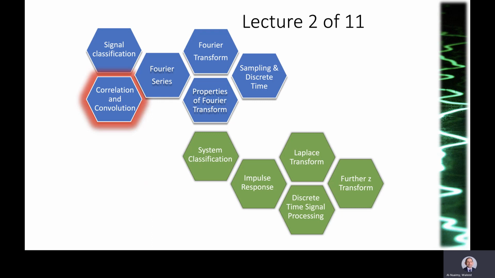That happens in the problem sheets, the problem classes, and the class tests. So we're still right at the beginning of the journey. Last week, we spoke about signal classification, and we introduced the idea of elementary functions. Today, we're going to go over elementary functions again and introduce two operations, correlation and convolution.